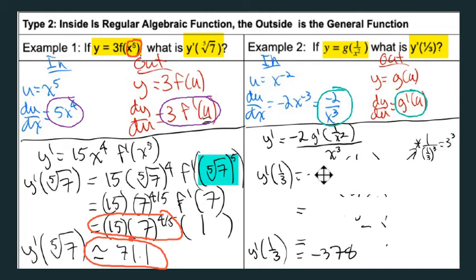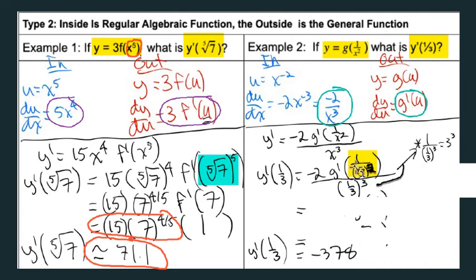Okay, now let's substitute. Notice the pattern's the same every time. I get the general derivative first, then I substitute in the known x value. So I have to look for g prime of 1 divided by x squared. But what's x worth? 1/3 squared. So I have 1 divided by 1/3 squared. I thought that was a cube, but no, it's not. It's squared. Sorry, folks. 1/3 squared inside. So what's 1 divided by 1/3 squared?